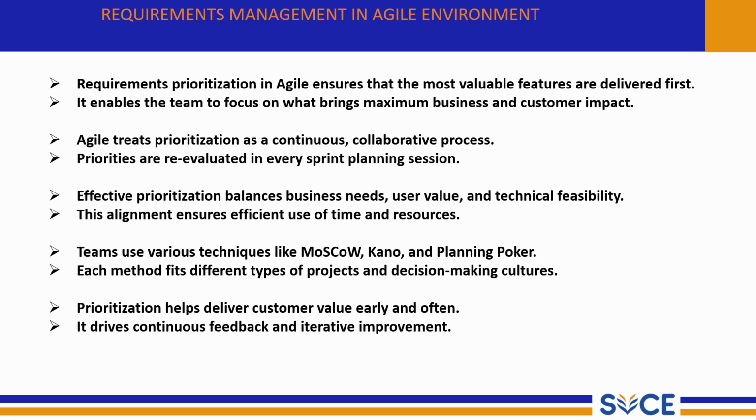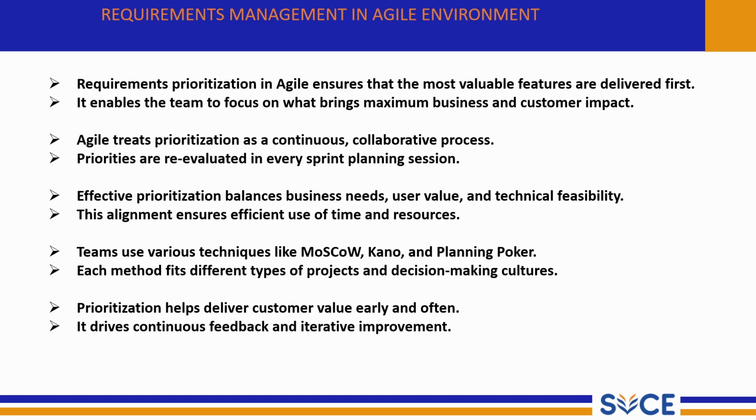In Agile, not all requirements are equally important. Some features give high business value while others may be optional. Prioritization helps the team focus on high value features first so that the customer gets maximum benefit early in the project. It enables teams to focus on what brings the maximum business and customer impact. Instead of wasting time on low priority features, Agile teams focus on work that directly supports the business goals or improves user satisfaction. This makes the development more meaningful and efficient.